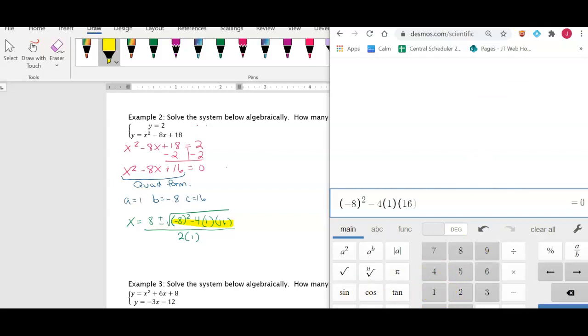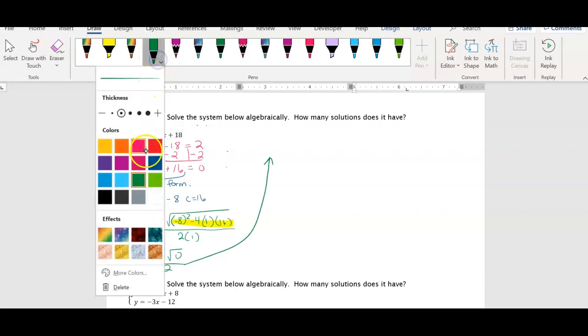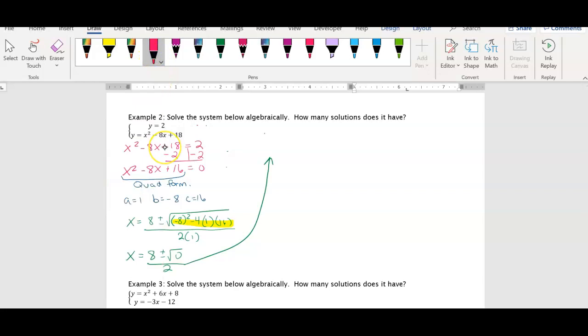Okay, and I get 0. That's different. You guys haven't seen anything like that yet. So I'm going to replace everything. X equals 8 plus or minus the square root of 0 over 2 times 1 is 2. So we're going to go a little further with this and see what happens. So the square root of 0 is just 0.